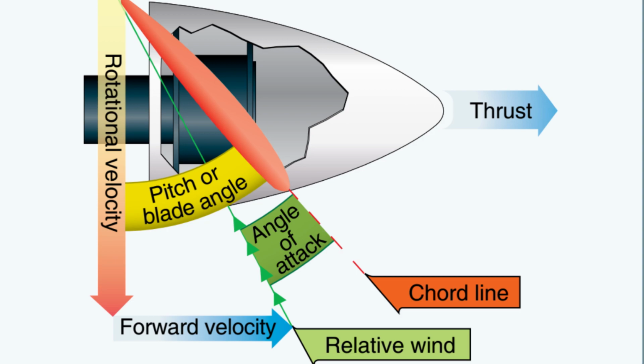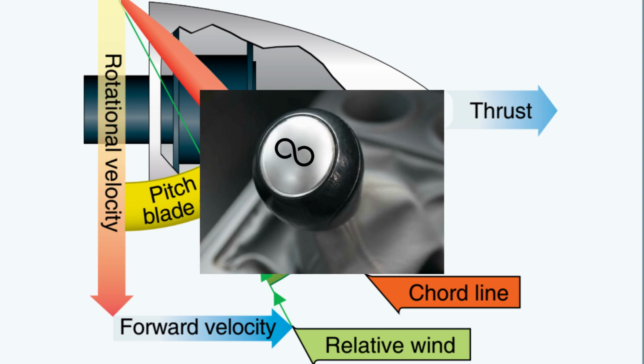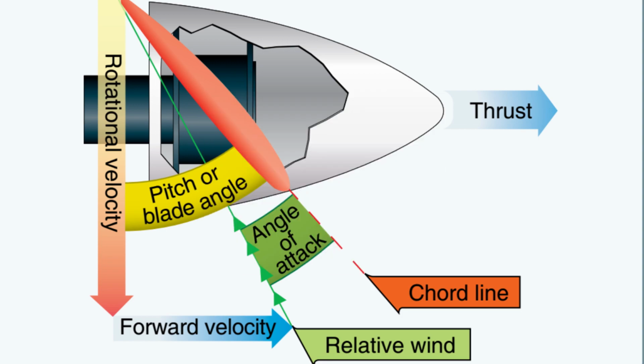So suddenly we've gone from a car with only one gear to a car with infinite gears, which is clever, huh? And this has a huge impact on the efficiency of your aeroplane, your overall efficiency, as you might imagine.